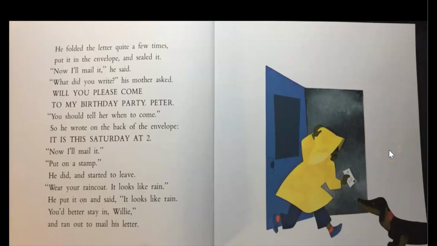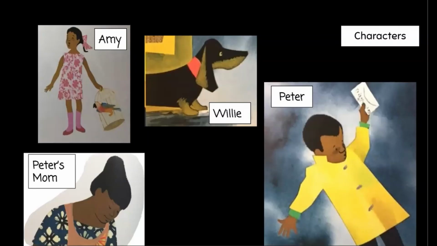One more question about Willie. Did Willie listen to Peter? No. We learn on the next couple of pages that Willie follows Peter as Peter goes to mail his letter. In A Letter to Amy, we learned about Peter as the main character, the one the story is mostly about. We also learned about some other characters, Amy, Willie, Peter's pet dog, and Peter's mom.